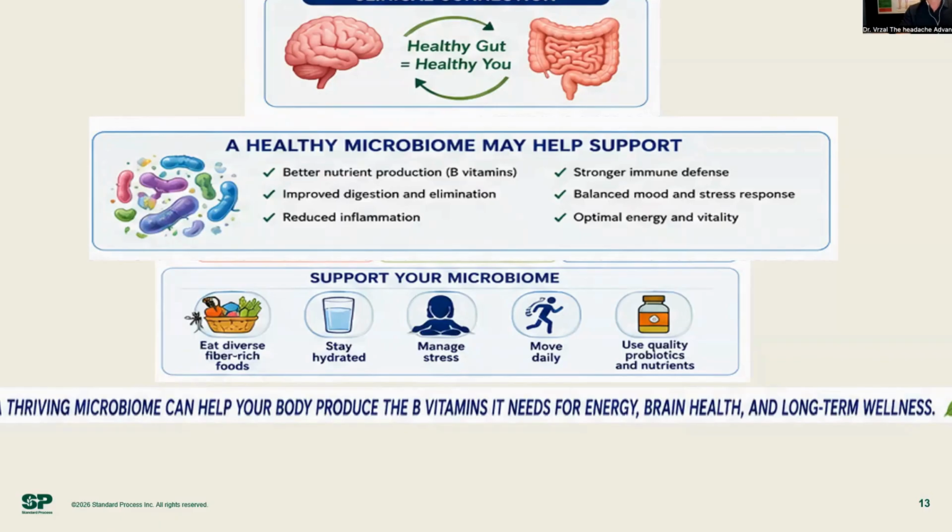And a healthy microbiome may help support better nutrient production. We talked about B vitamins, right? Improved digestion, elimination, reduced inflammation, stronger immune defense, balanced mood and stress response, optimal energy and vitality. Who doesn't want it? Sign me up, right? So support that microbiome by eating diverse, fiber-rich foods.